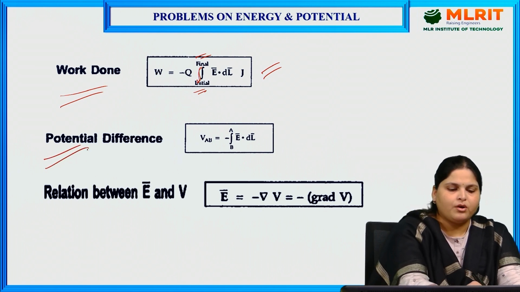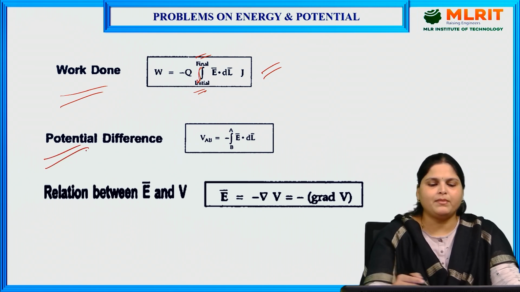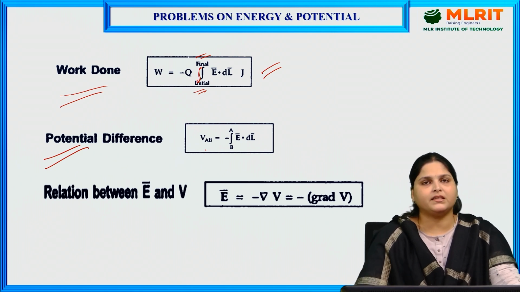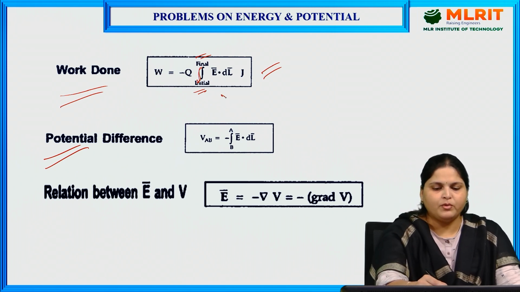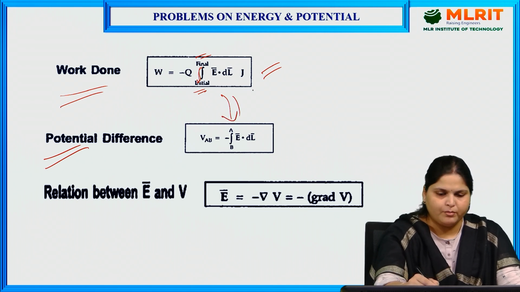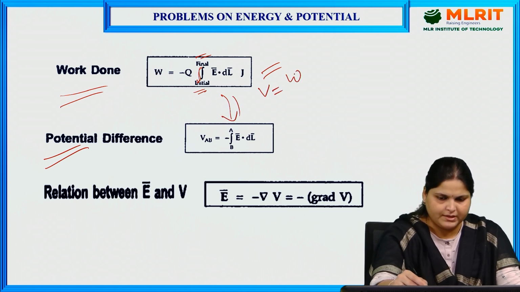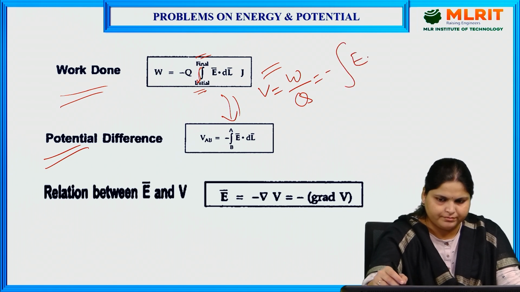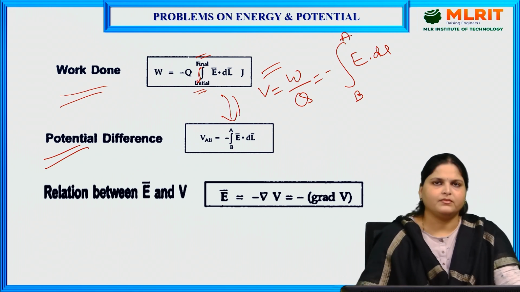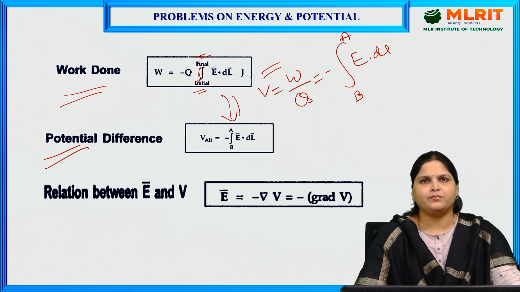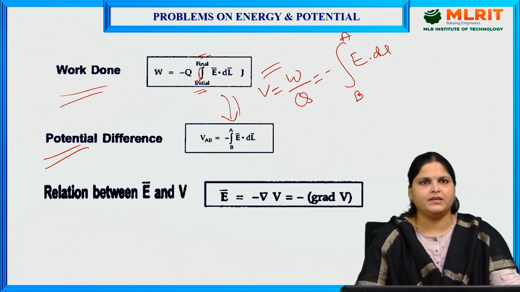Potential difference, or the potential, is given by V is equal to minus integration of E dot dl. This formula has come from the work done formula only. So V is basically W upon Q, which is equal to minus integration of E dot dl, between the initial and final values. That is how this formula comes. Work done per unit charge is equal to potential difference.